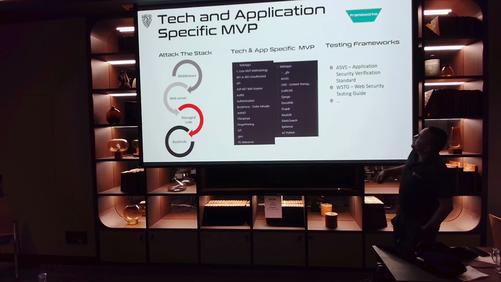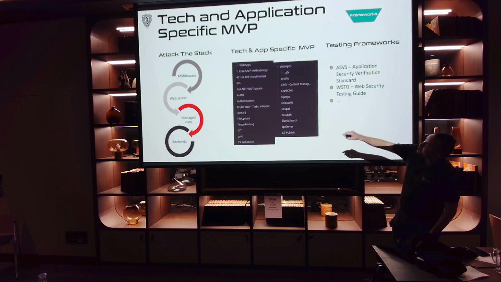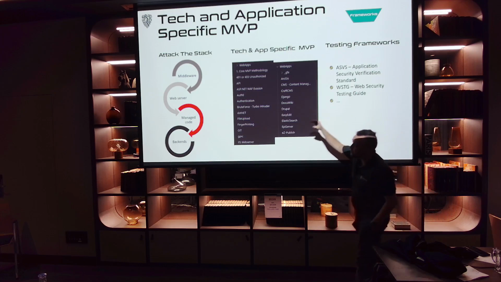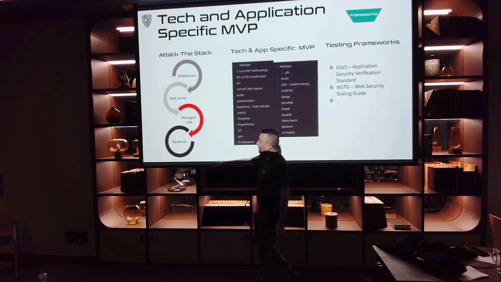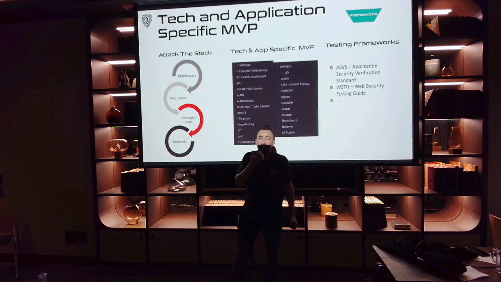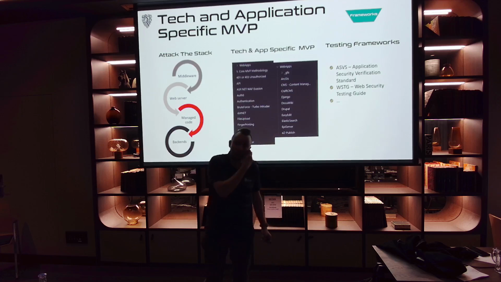Some other things to consider. This is also in regard to the MVPs. We've got technology-specific and application-specific MVPs. So we want to make sure that we test the entire stack. We want to test the middleware. We want to test the web server. Most of the time, we're concerned about testing the managed code. That's good. But we also might have backends involved, and we want to have MVPs for as much as possible so that we find the interesting vulnerabilities.